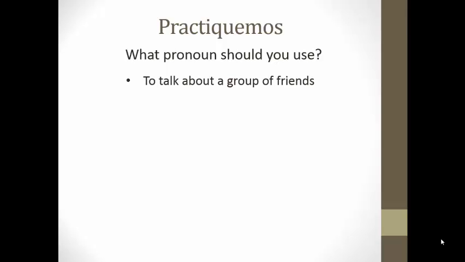Which subject pronoun should you use to talk about a group of friends? Now you're talking about them, not to them. Usually a group of friends will include males and females, so ellos is the best choice here. Ellos because it's the masculine form, and when you have a mixture of boys and girls in the group, you use the masculine form.